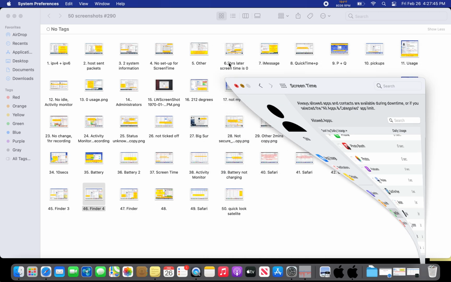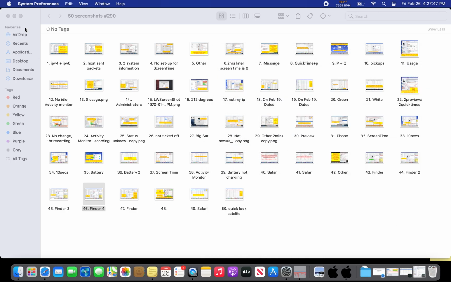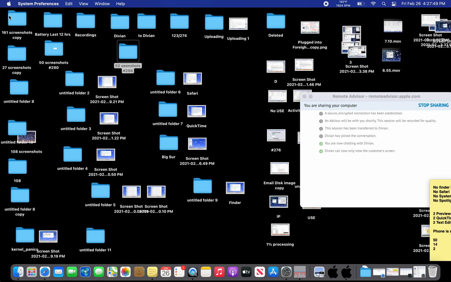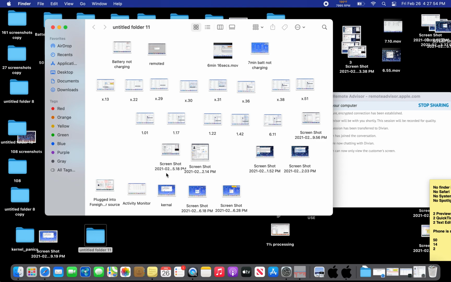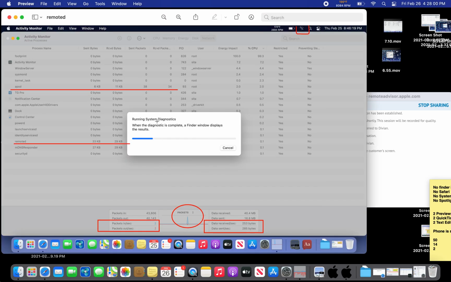Got it. All right. And so let me leave that then. Those are the 50 screenshots. And when I run, I'm going to let you go. But here's, I run diagnostics, and I asked you where the data is going, and here's where the data is going. It's going to remote D. 33 KB and 29 KB going to remote D. Want to speculate on that?